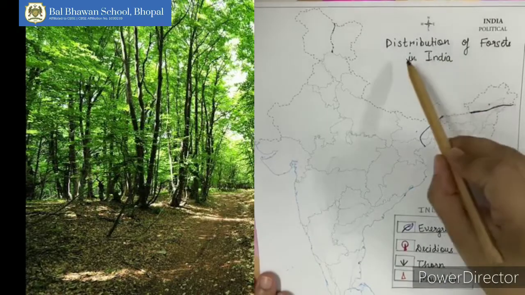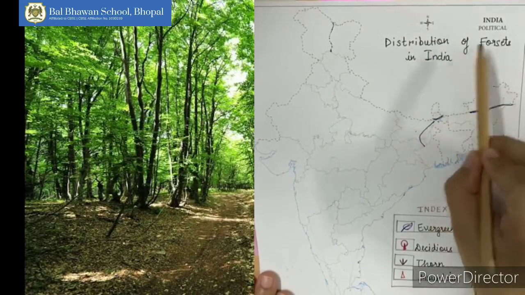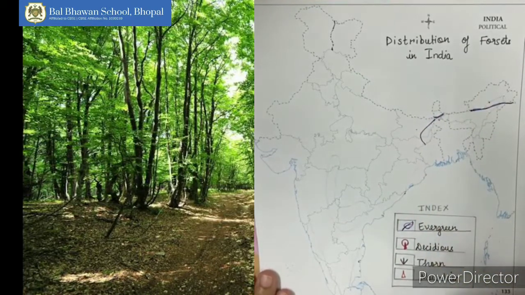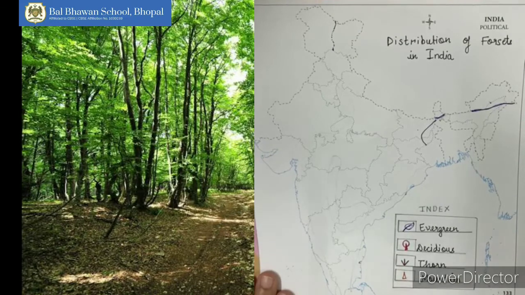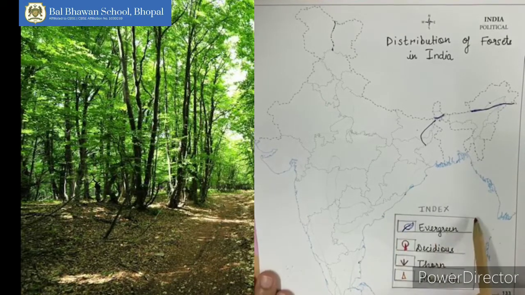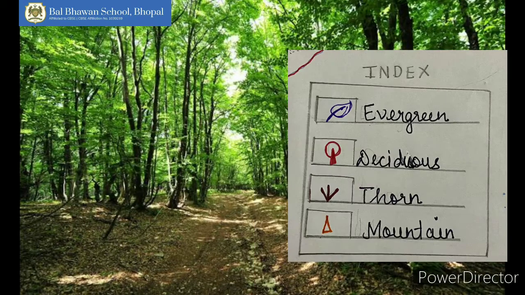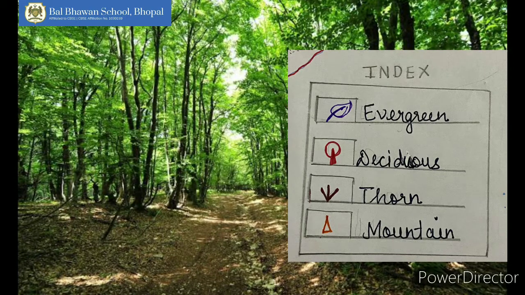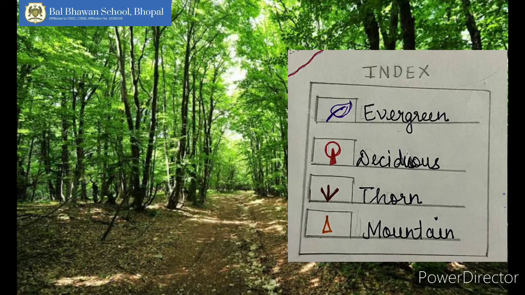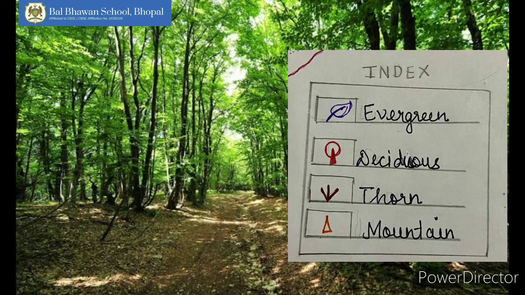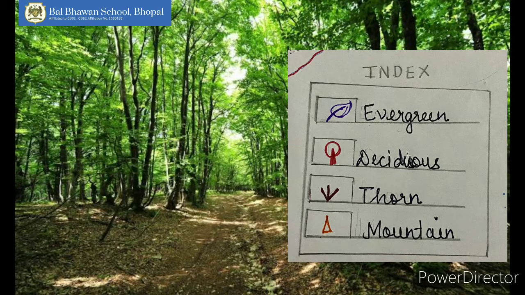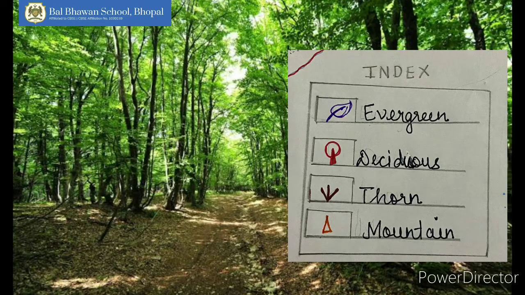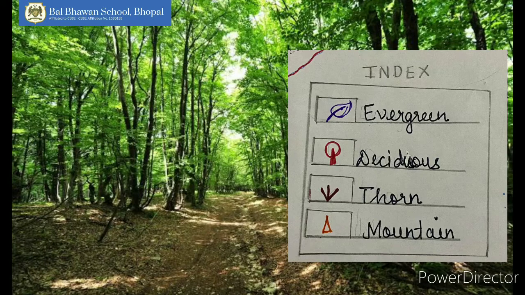The most important thing and the first thing to start a map with is the heading. So what is the heading of a map? Distribution of forests in India. Second comes the index. It is very important to have an index on a map. It tells the details of the map work that we'll be doing. See, I have written all the 4 headings of the forests that we'll be having, and these signs depict which forest each one is. All of you just go through it.